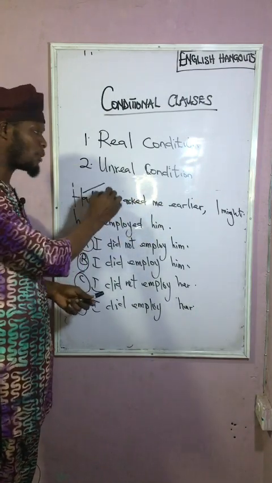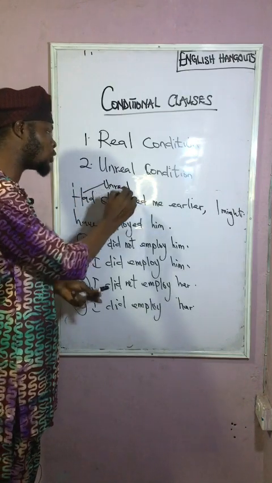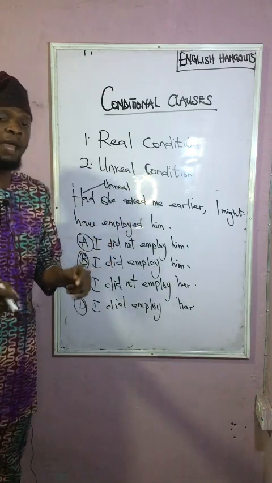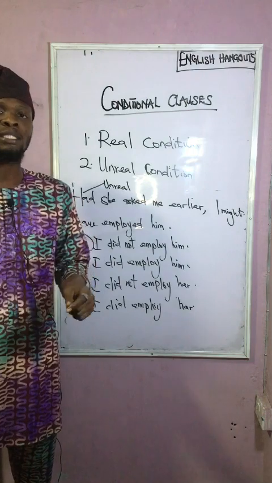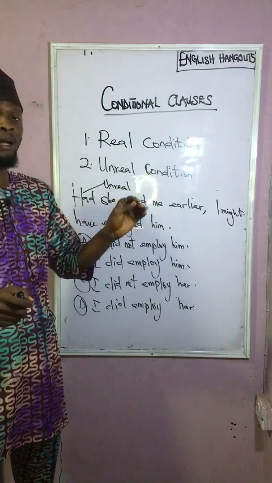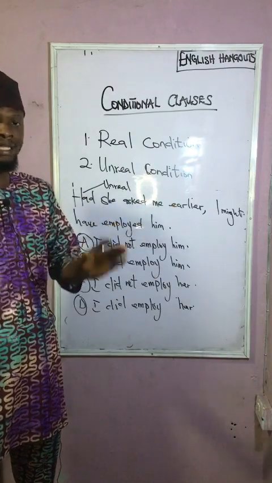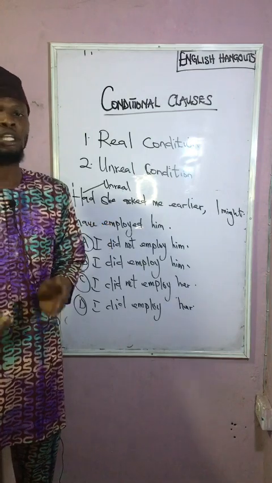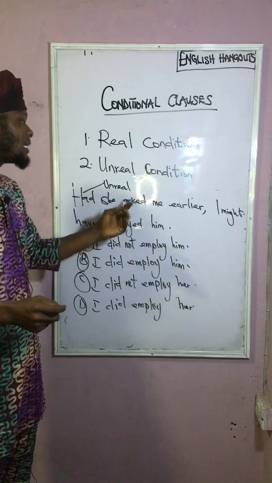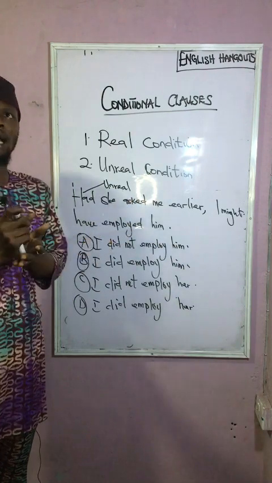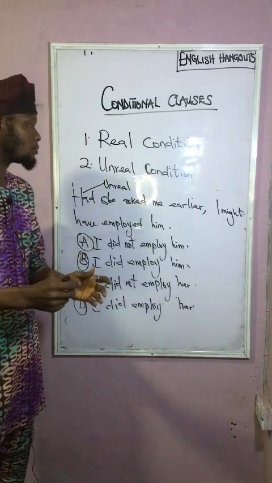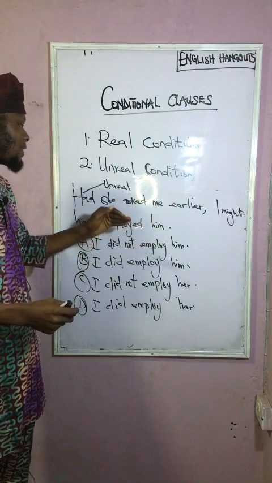This sentence on the whiteboard is a typical example of an unreal condition. But the unreal condition here is coming in another dimension, where a candidate is expected to interpret that particular statement, which is highlighted in any form of examination. Therefore, had she asked me earlier, I might have employed him. I want to give a vivid or logical explanation of what this sentence entails.